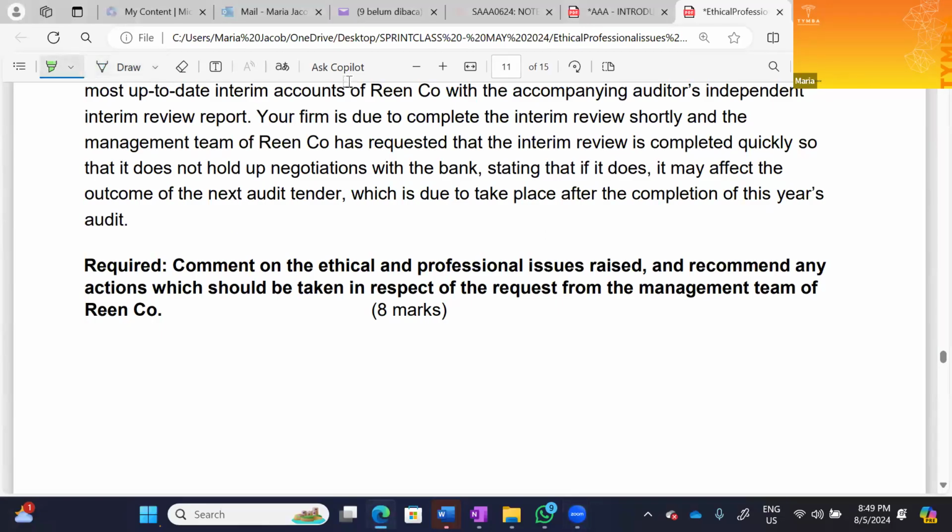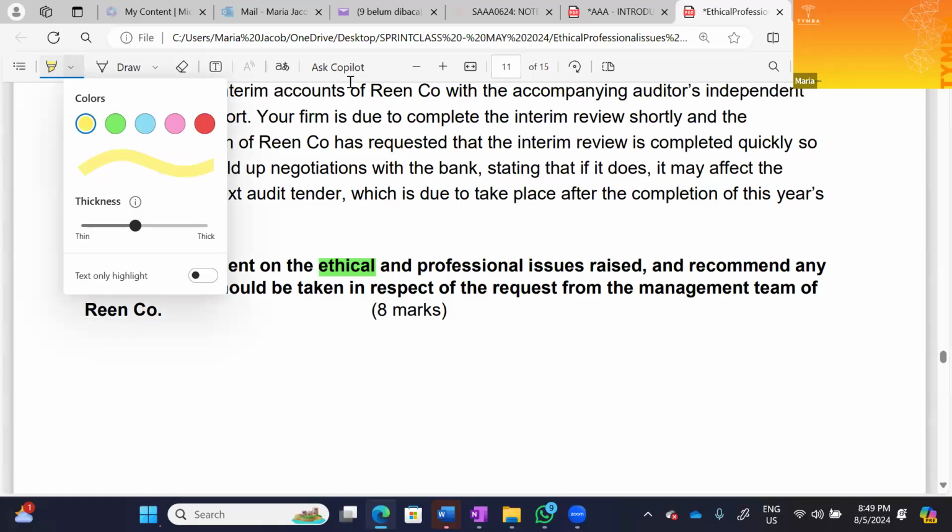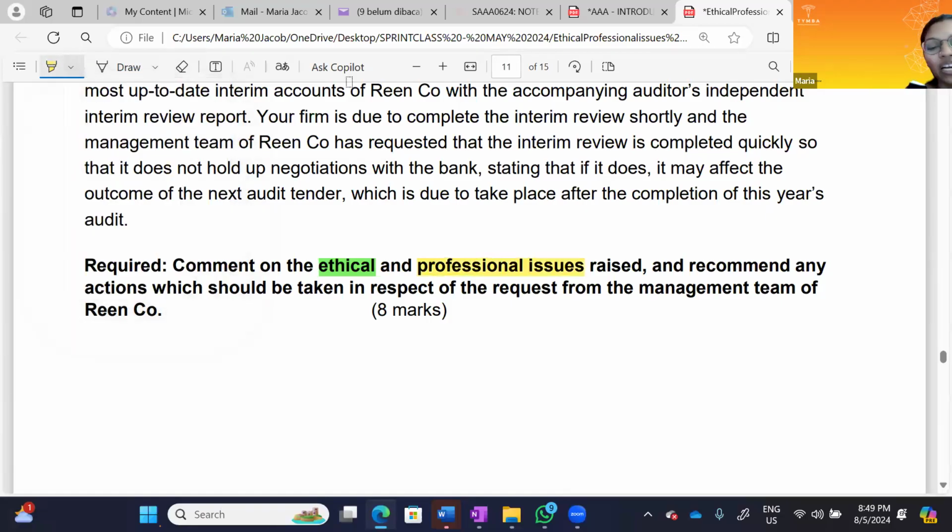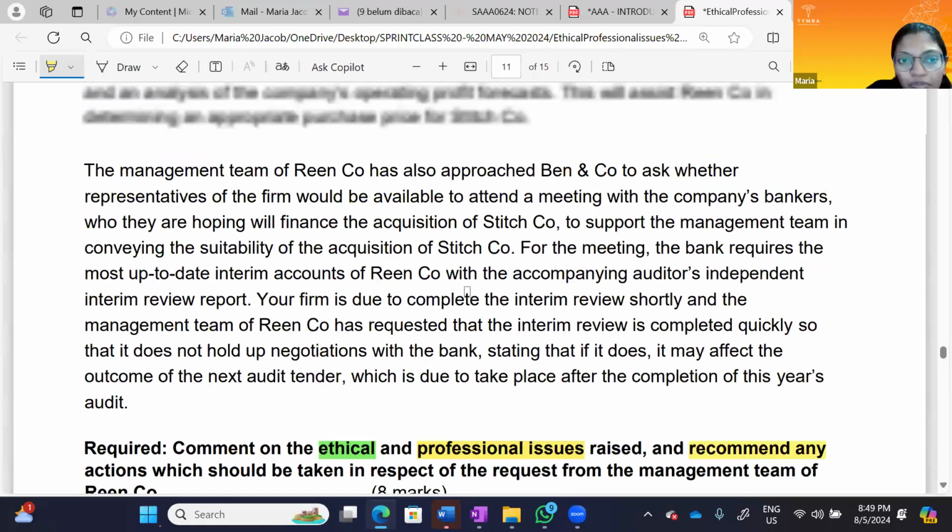The moment you see the word ethical, you want to use the threats to explain. Professional issues could be any of the accounting issues, reasonable care, and also your skepticism. We are also required to recommend any action which should be taken in respect of the request from the management team. So let's see what the request is.